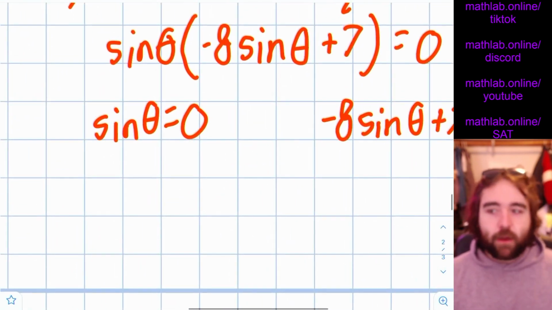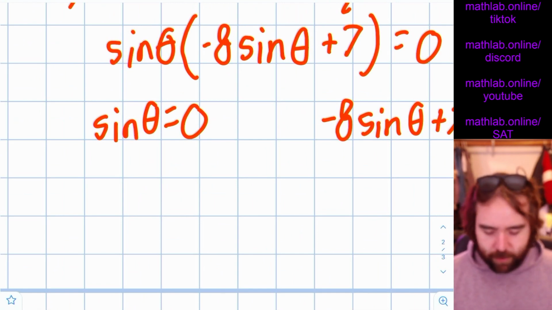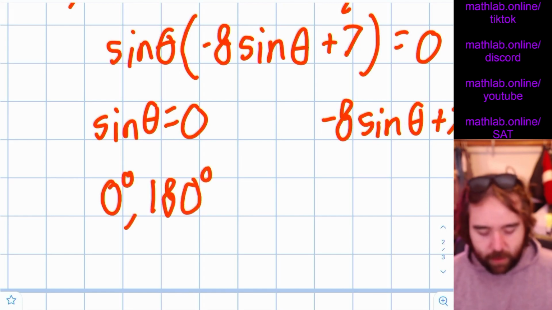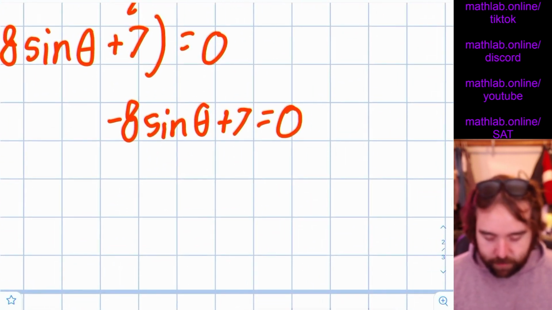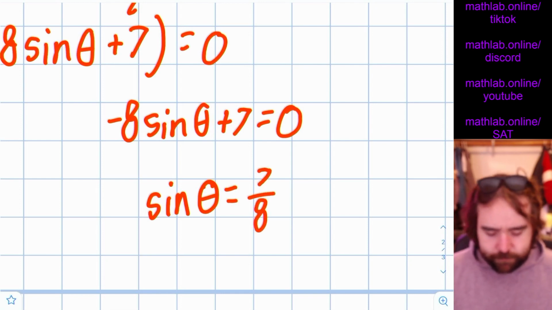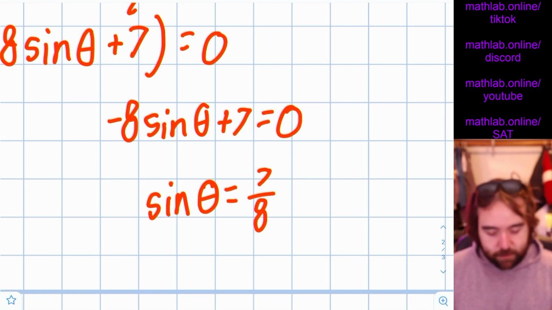So when does sine of theta equal 0? Specifically between 0 and 360. I don't know why we're using degrees. But between 0 and 360, it's going to be 0 at 0 and 180 degrees. And then over here, we got to solve for this. So we'll subtract 7, divide by negative 8. So sine of theta equals 7/8. I mean, you just got to put that in the calculator, right? Or you go the inverse sine of 7/8.